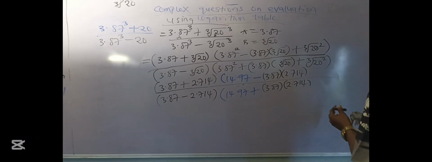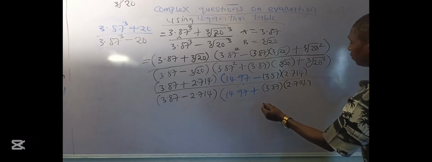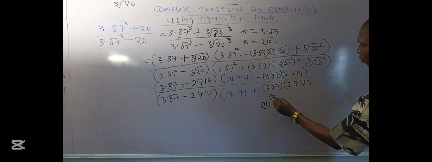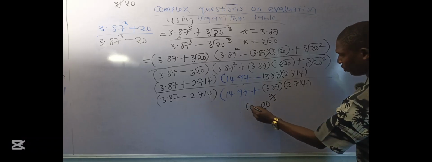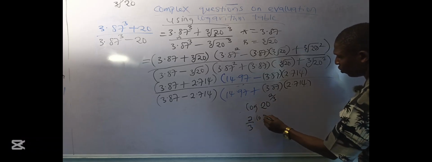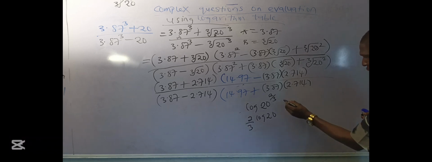So we have the third root of 20 squared. The third root of 20 squared is the same as saying 20 raised to power 2 over 3. So if I include my log, the power comes to the front and becomes 2 over 3 log 20. So for log 20, the characteristic should give me what?